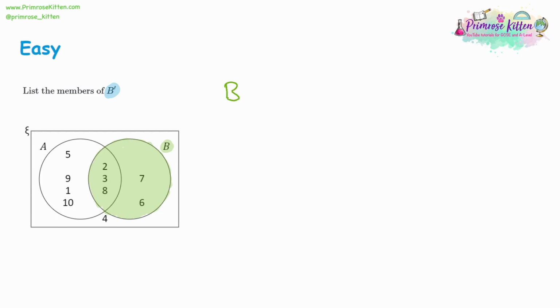So 2, 3, and 8, they are in set A, but they're also in set B. So we can say that set B is equal to 2, 3, 6, 7, and 8, in numerical order. So what do we mean by B dash? Well, B dash is all the numbers that are not in set B. The dash means not. So if I actually shade this in, it's all of set A that is not in set B, apart from the overlap, which is in set B. So it's the part of set A that's only in set A.